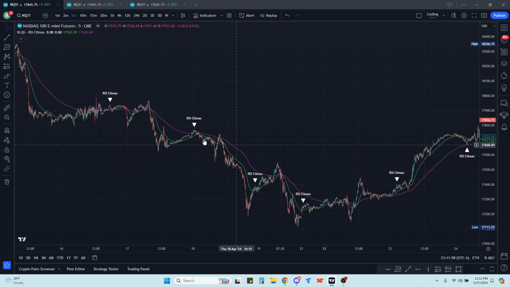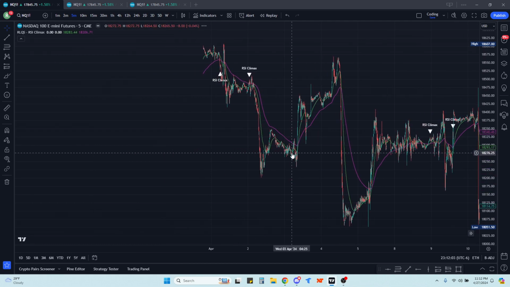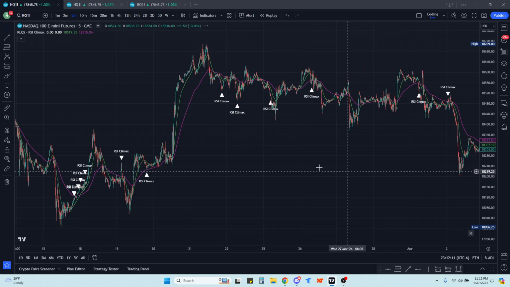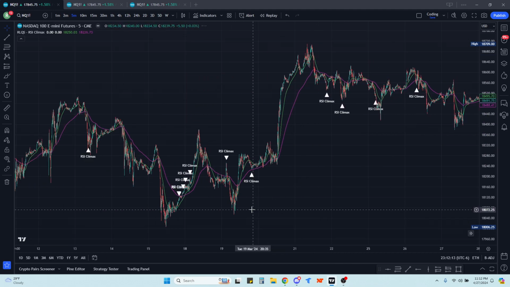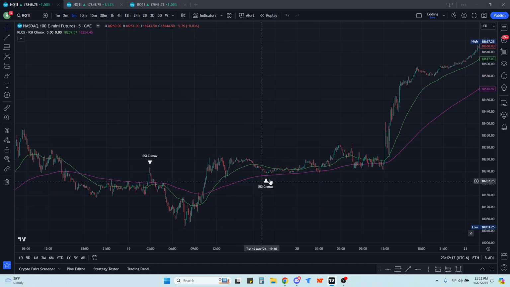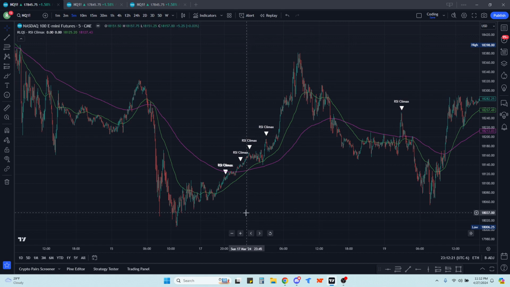Anyway, I love this indicator. It's going to stay on my charts. I'm going to have alerts for it all the time. So if this fires, I'm either going to get out of a position or I'm going to get into a position, because it really does work really well calling tops and bottoms.